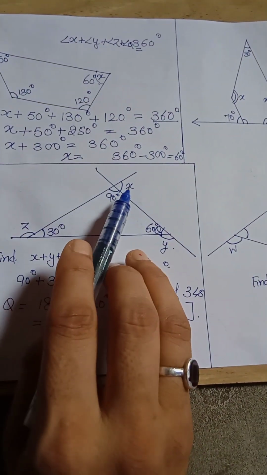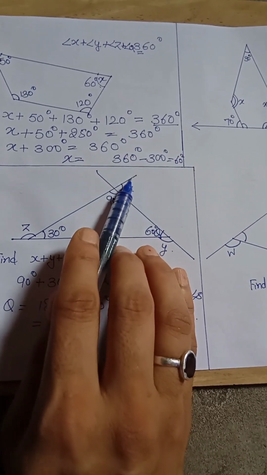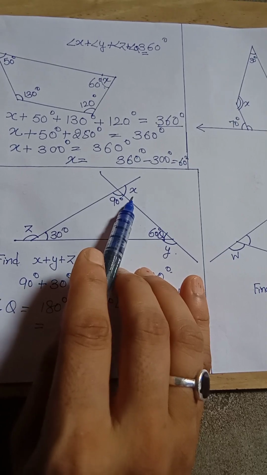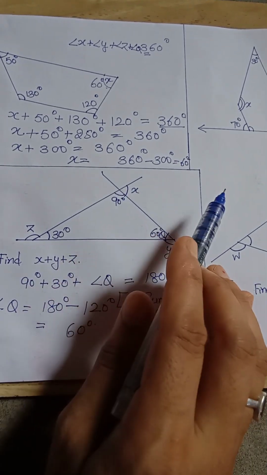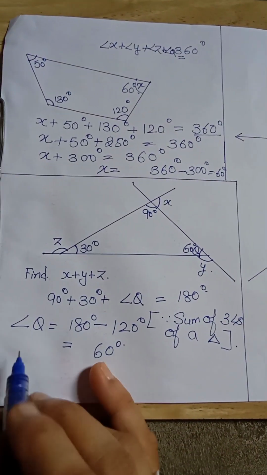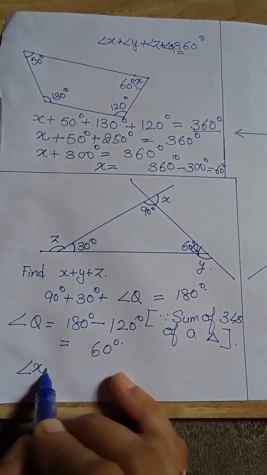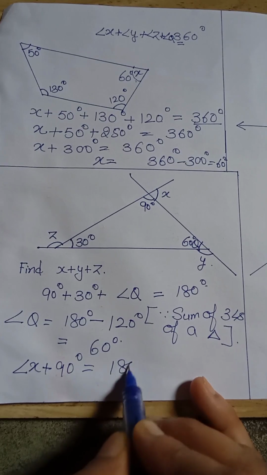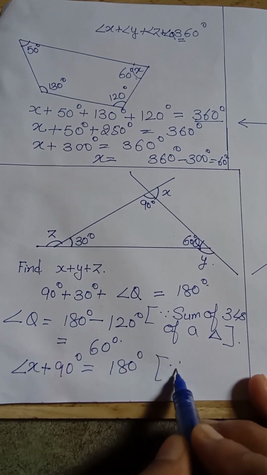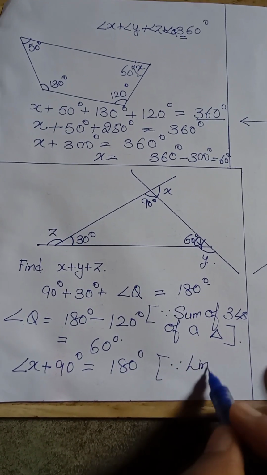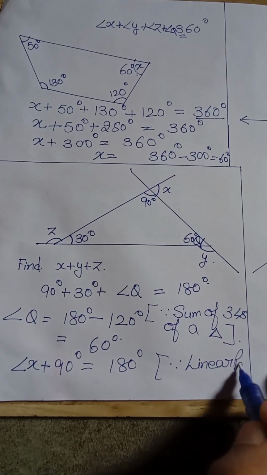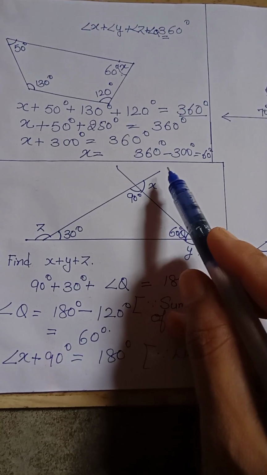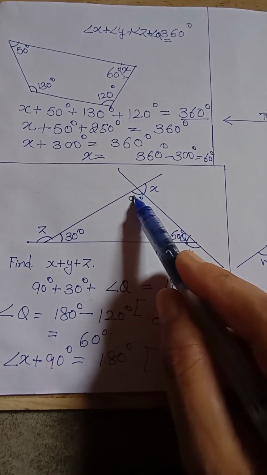So how can we find this angle x? Consider this line as a straight line. So the sum of angle x plus angle 90 degree is equal to 180 degree. So you write here angle x plus 90 degree is equal to 180 degree. You all write down the reason, linear pair. What is formed here? Here we have a linear pair. What is a linear pair? Angles formed along a straight line.